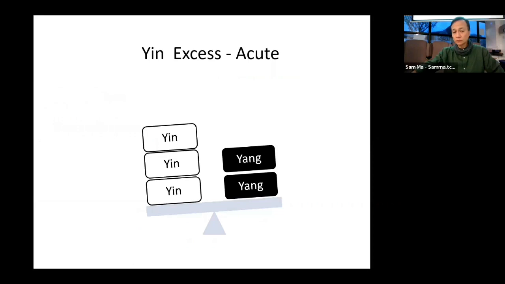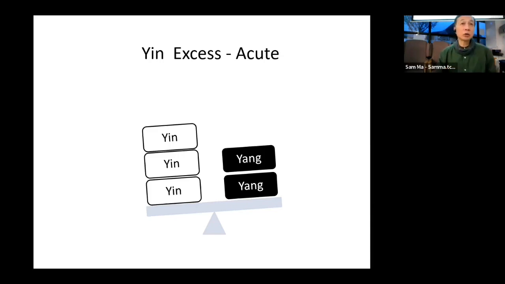Next one. It's the reverse, the opposite side, the opposite spectrum. The yin excess acute condition is very rare. It's very rare, but it happens, but only for a short period of time. Yin excess, okay? So I can give you an example. You expose yourself to yin, tend to be cold. Yeah, okay? You either expose yourself externally or internally, okay?